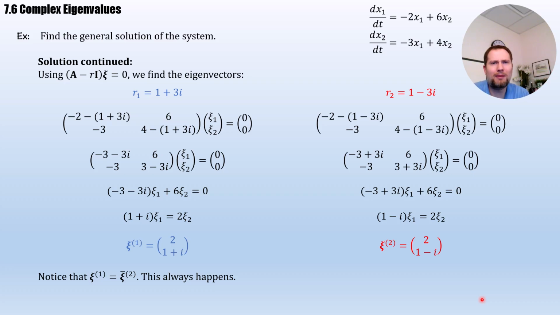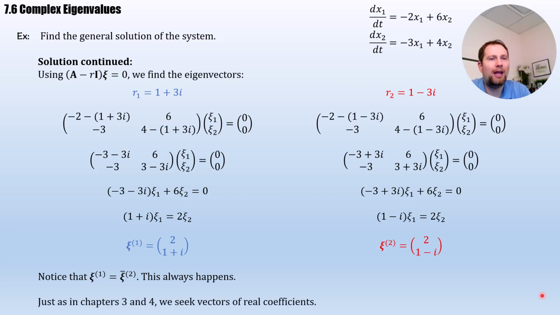So, and I want to make sure we're clear. What's the complex conjugate of 2? It's 2. What's the complex conjugate of 1 plus i? It's 1 minus i. So this really is the complex conjugate of C2. It really is the complex conjugate of C1. And just as in chapters 3 and 4, we're going to seek vectors of real coefficients.